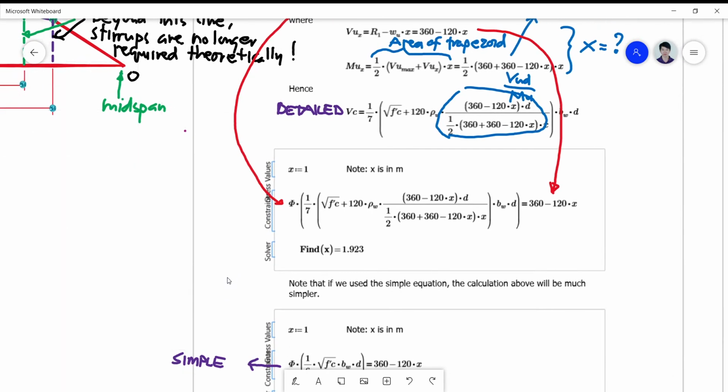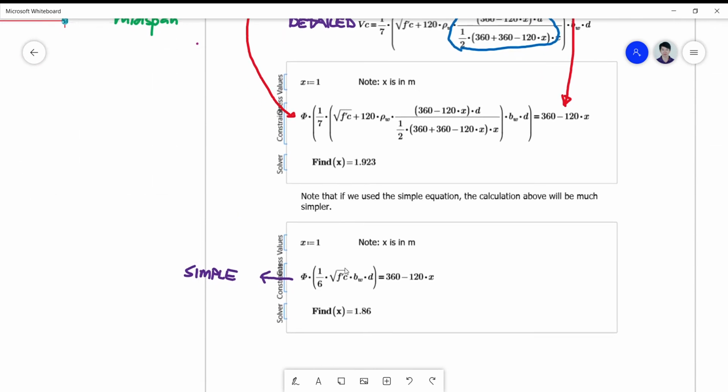In your exercise later, I want you to do it manually. And if you have some problems with it, we can discuss it. But for now, that's not important. What is important is for you to know the principle behind answering the question inside the problem in this context. Note that if you use a simple equation, the calculation will be simpler. So in here, I use a simple equation instead of the detailed equation.